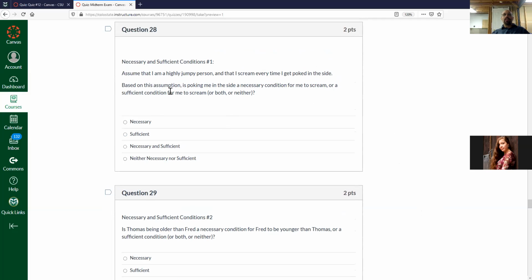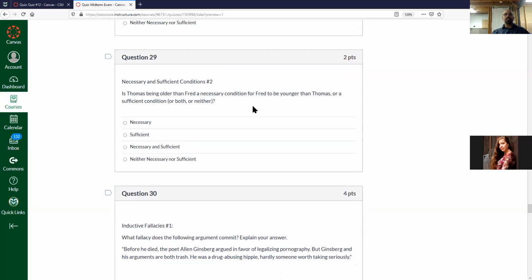Okay. If I get poked in the side, will I always scream? And in this case, based on the assumption, the answer is yes. So we know it's sufficient, right? Could it be necessary? Maybe, because it could be both necessary and sufficient. That's a possibility too. Is it also necessary? Well, okay. Every time I scream, do I get poked in the side? And that seems unlikely. I could scream for any number of reasons besides getting poked in the side. So it's not necessary. It is sufficient, so it can't be either of the other two.